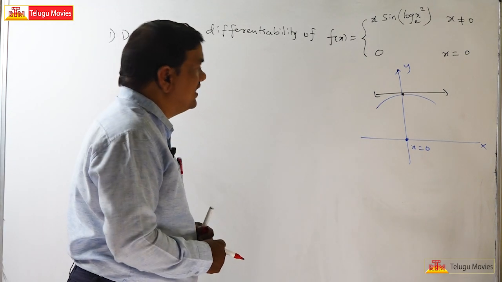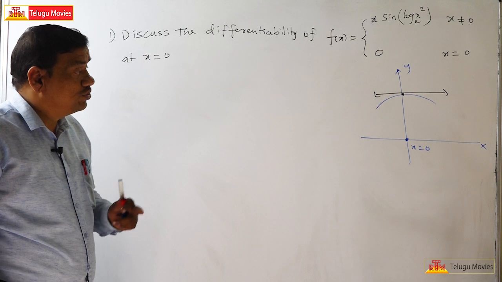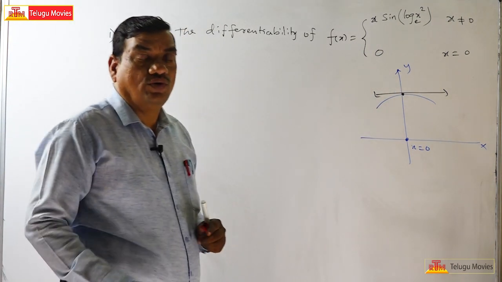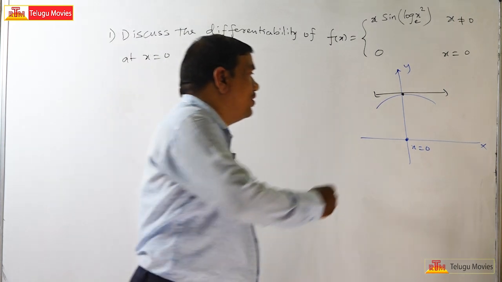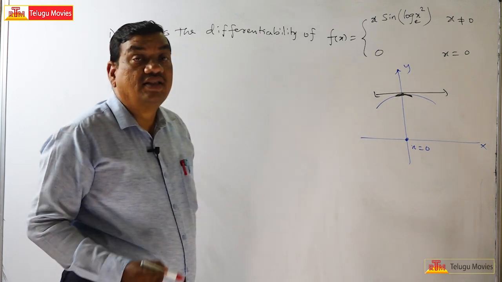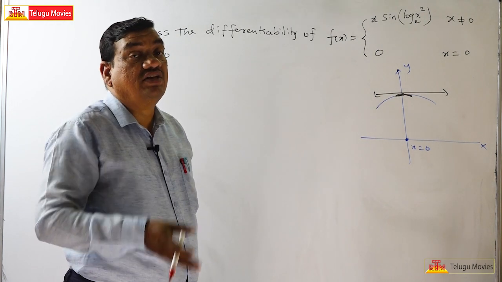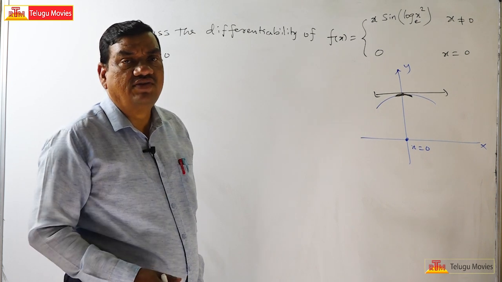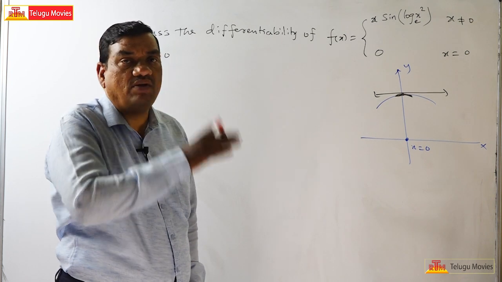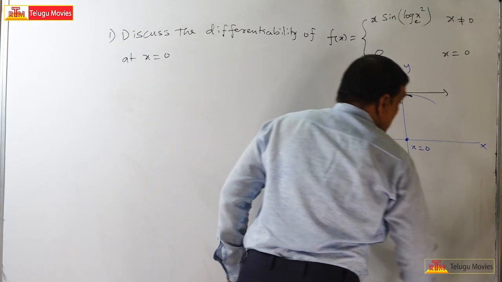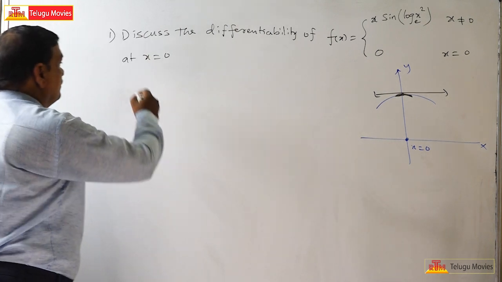Before checking the differentiability at x is equal to 0, we have to check the continuity at x is equal to 0. If the function is continuous, then only we have to check whether it is differentiable or not. If it is not continuous, definitely it is not differentiable. That means there will be a break. So first we have to check the continuity at x is equal to 0.